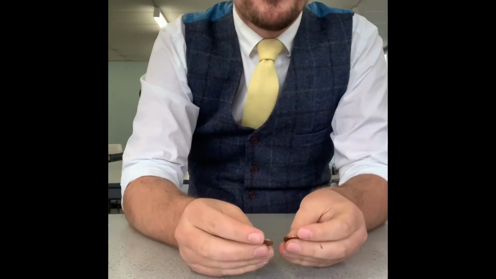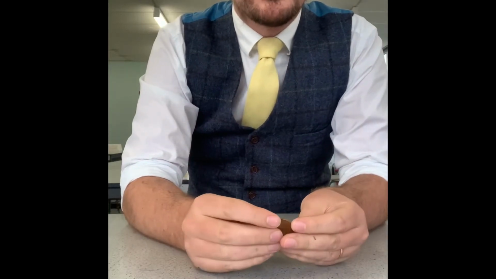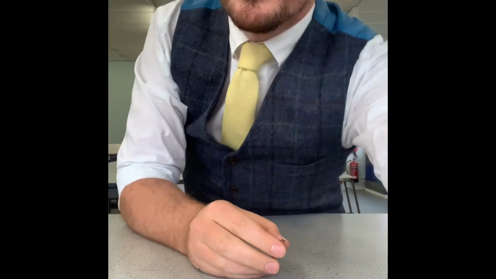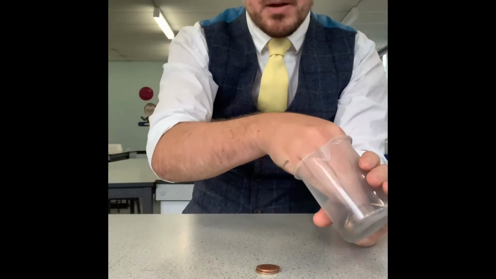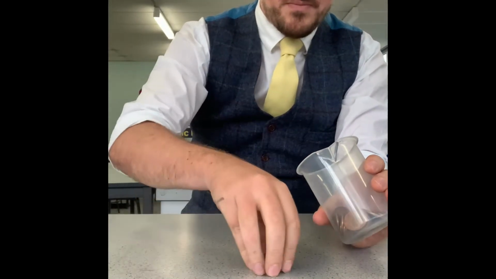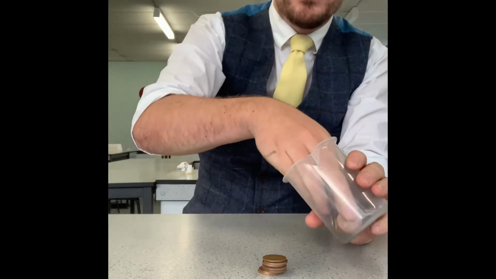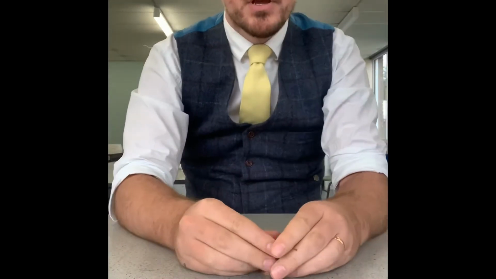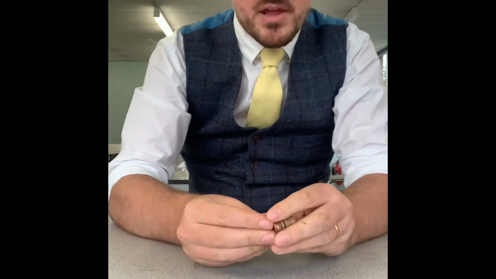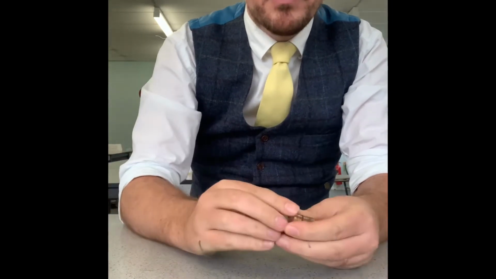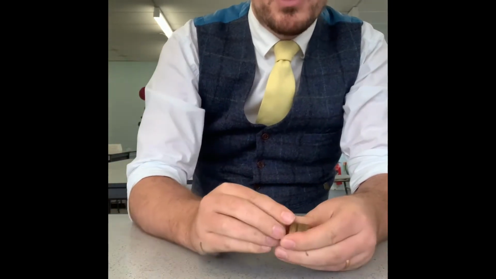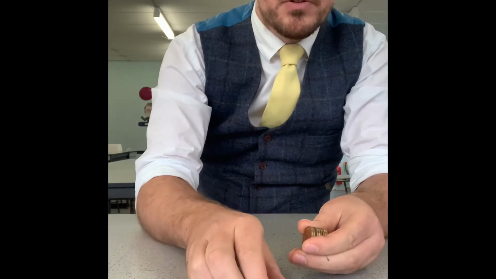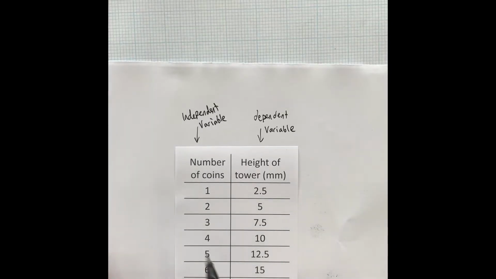Hi everyone, so this lesson's all about graphs, and I'm going to start off with a really simple experiment, the simplest experiment I can possibly think of. I've got these 2p coins, and my experiment is I'm going to make a tower of coins, and I'm going to measure the height of that tower of coins. When I'm drawing my graph then, the independent variable has to go on my x-axis, or my horizontal axis, and my dependent variable goes on my y-axis.